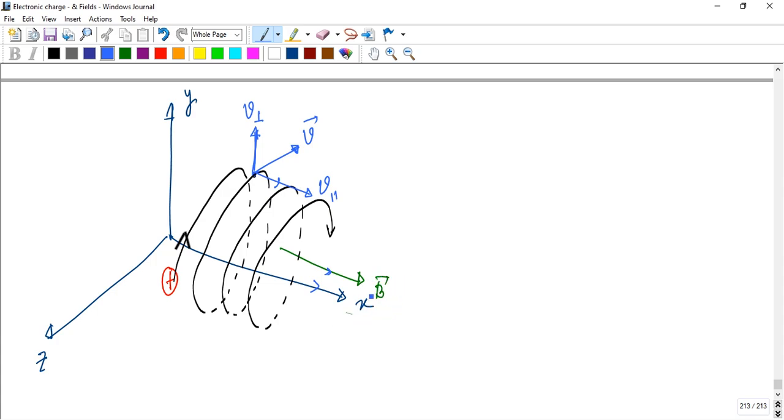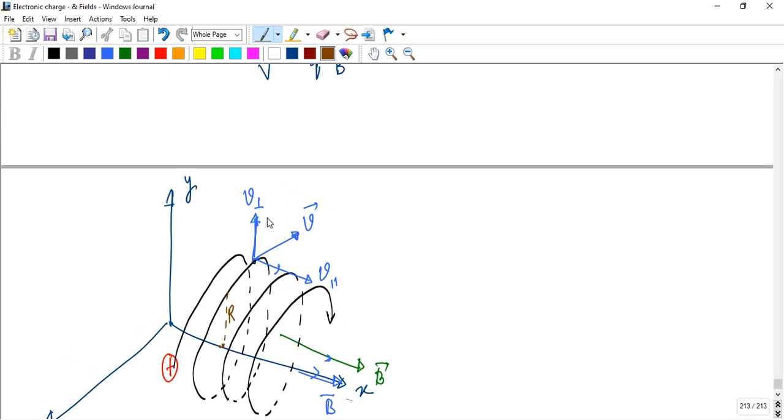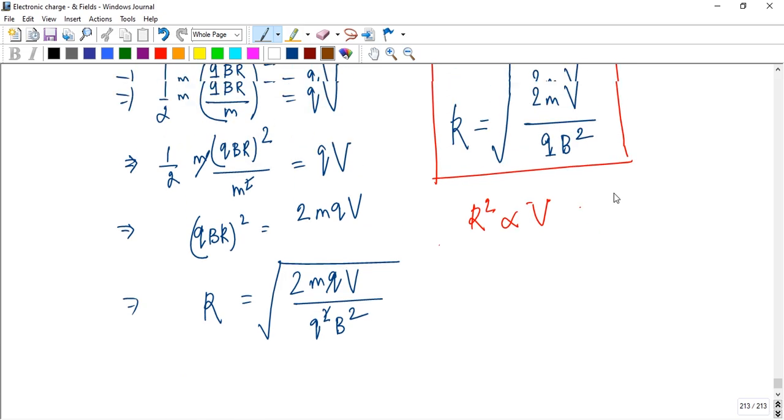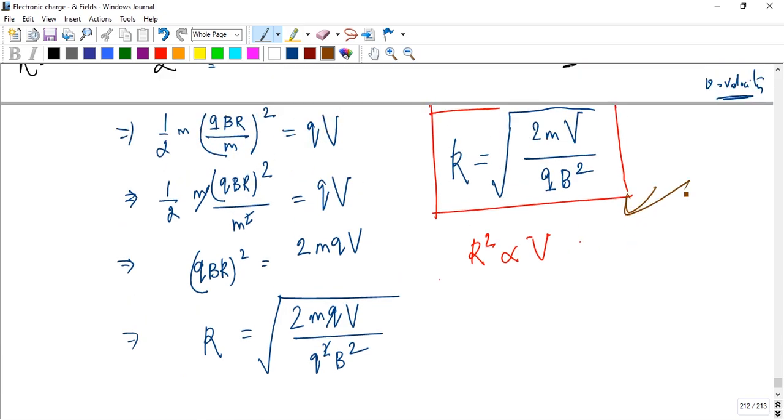So B is in that axis, the x-axis. Now that's very important, the actual diagram looks like this. Suppose there's a center point, and that's R. Here we find R, that's the final expression of R.